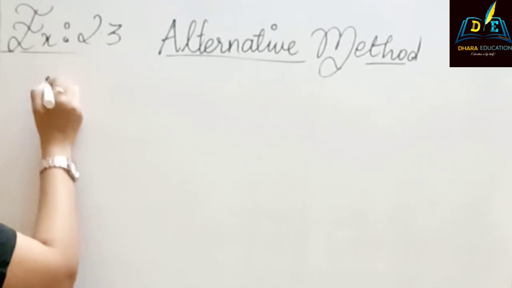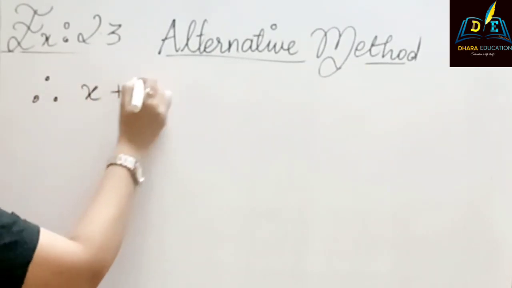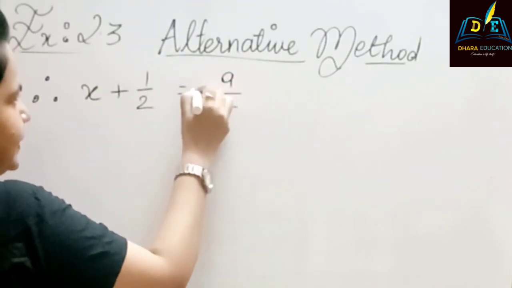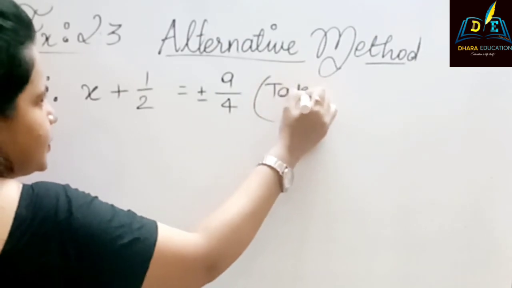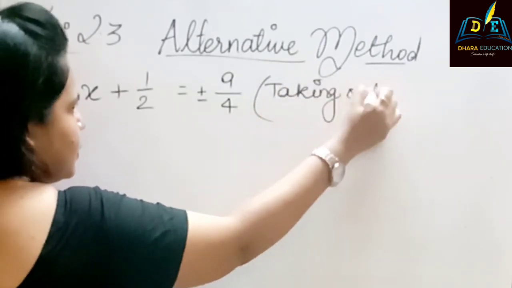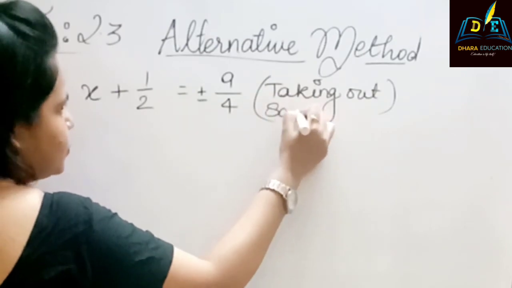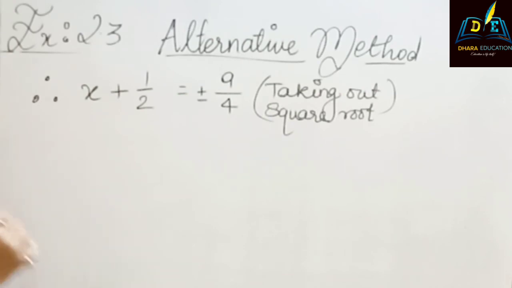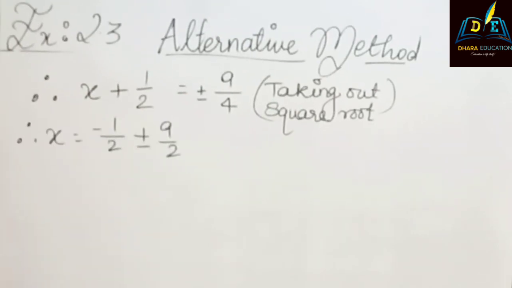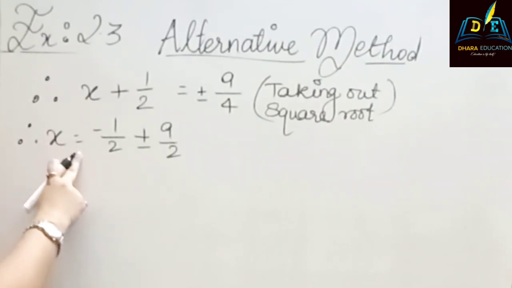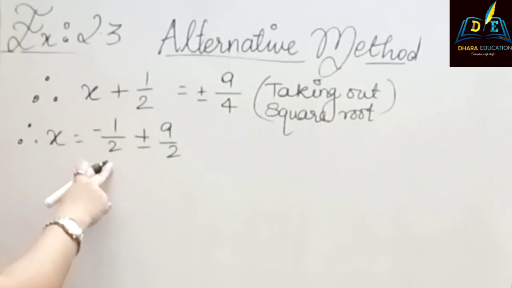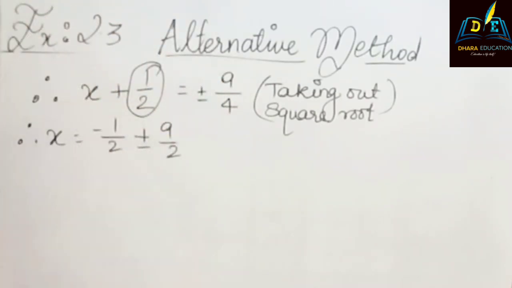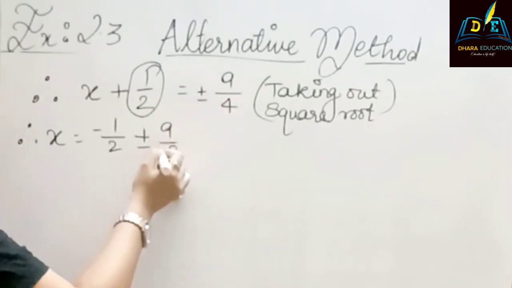The next step will be, therefore, x plus 1 upon 2 equals 9 upon 2, by taking the square root. Now what we have to do? The next step will be x equals minus 1 upon 2. Why minus 1 upon 2? Because this 1 upon 2 is being sent to the right hand side.